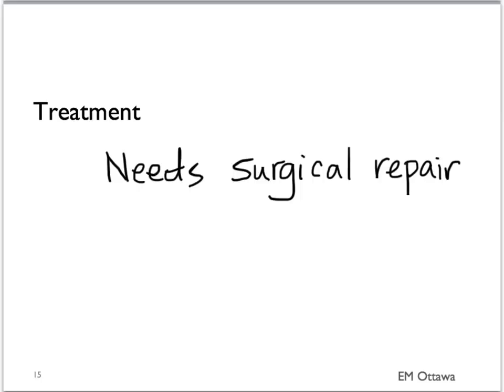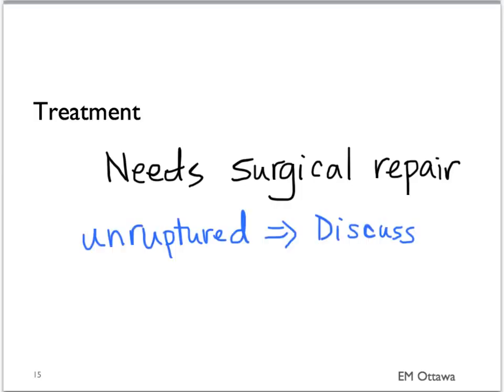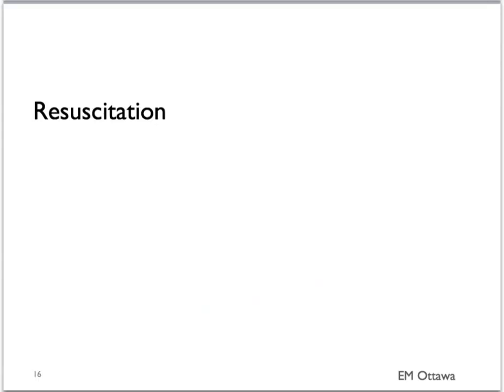How do we treat a AAA? AAA should be treated by surgery. For the patient with an unruptured AAA, we should discuss the case with your consultant. For the patient with a ruptured AAA, they need to go to the operating room for definitive repair. Before the patient goes up to the OR, we need to resuscitate them in the emergency department. Like with all emergency department resuscitation, we start with ABC. If the patient's airway is not patent and if they're not ventilating properly, you may choose to intubate them and take over their ventilation and oxygenation.